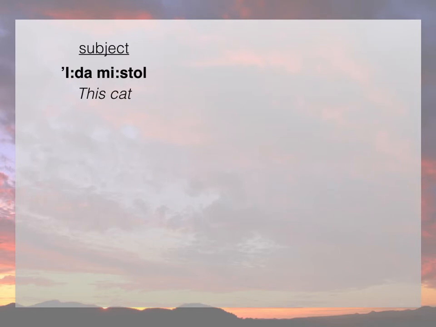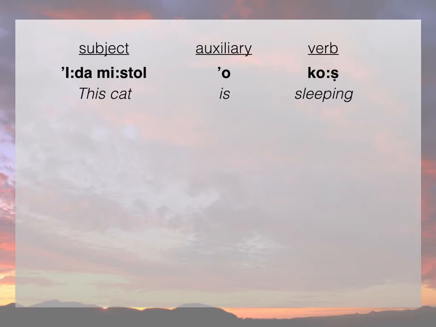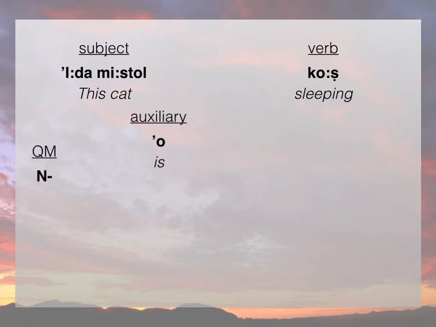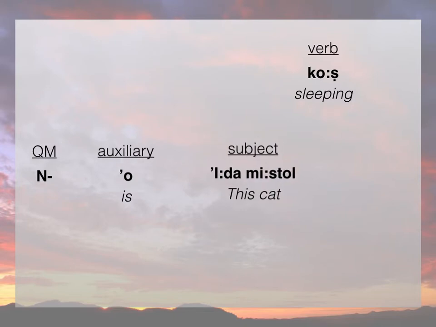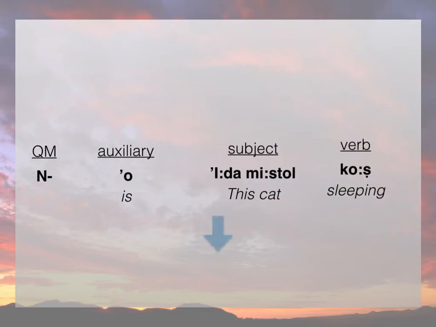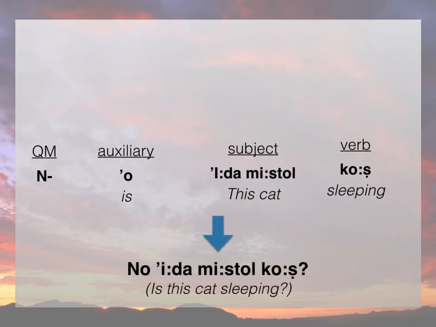Ida mister o kosh. This cat is sleeping. Now we want to ask, is this cat sleeping? Again, we introduce the question marker, bring down the auxiliary, then the subject, and then the verb. So what we end up with is no ida mister kosh. Is this cat sleeping?